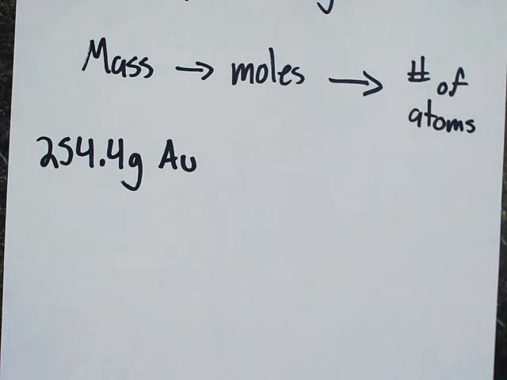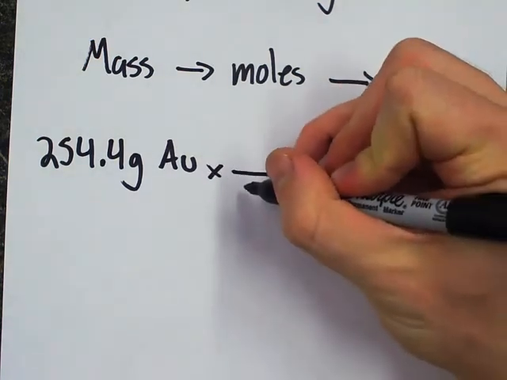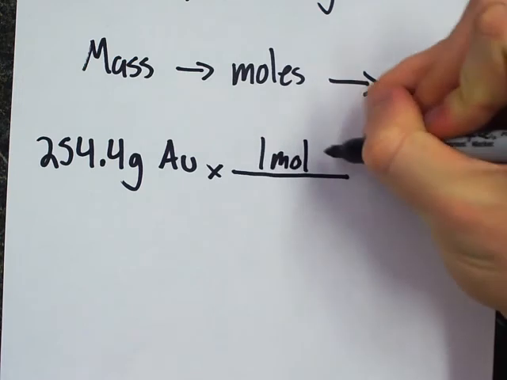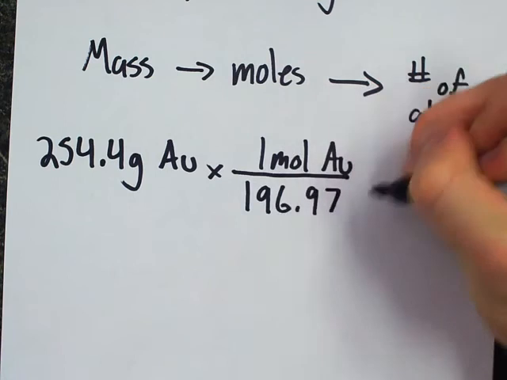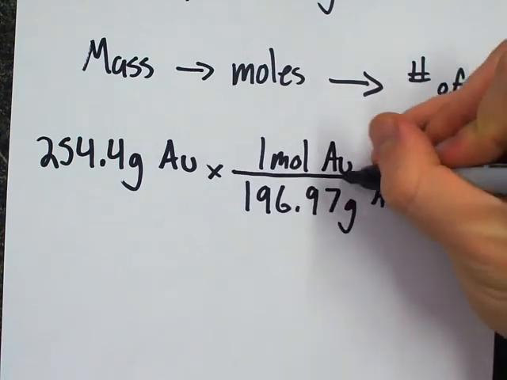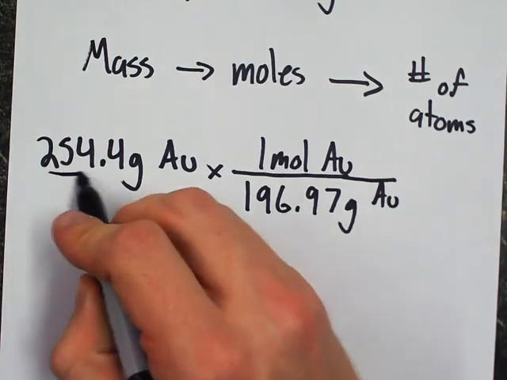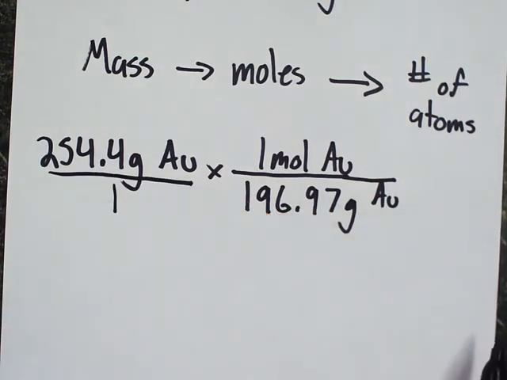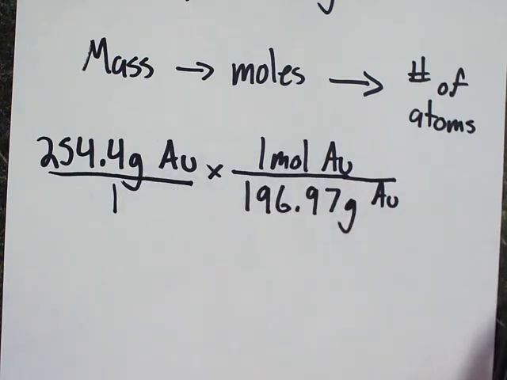So gold has a molar mass of 196.97. So I'm going to multiply by 1 mole of gold is equal to 196.97 grams of gold. And we can put this value over 1. If it's not given to us in a fraction, we know it's in the numerator. We can add in a denominator of 1 whenever we want. It does not change the value. It just helps us see it in good fraction format.